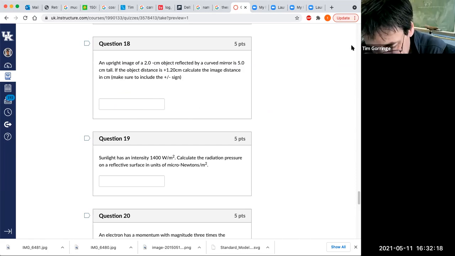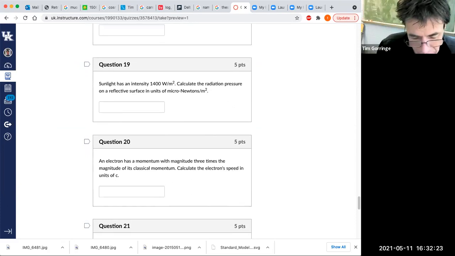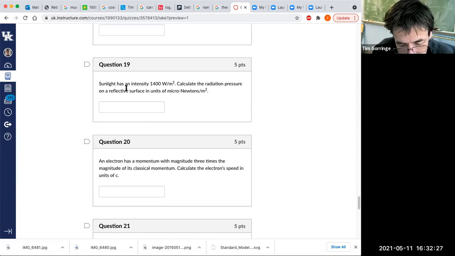Question number 19. Sunlight has an intensity of 1400 watts per square meter. Calculate the radiation pressure on a reflective surface in micronewtons per square meter. Now, radiation pressure is the force per square area on the surface, and intensity is the energy per square area on the surface. And those two things are related to one another.